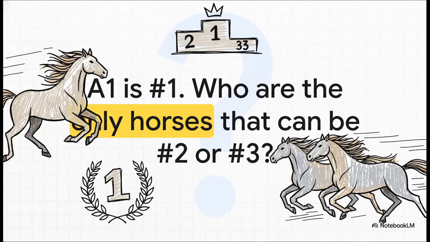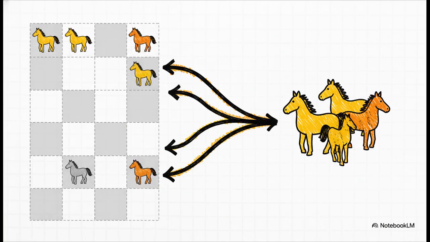The big question now is who could possibly be number 2 or number 3? Let's take a look at who's left on the board and think logically. Who are the real contenders for those last 2 spots? So let's break it down. Who's actually still in the game? From our fastest group, Group A, we have A2 and A3. The only horse they lost to was our champion, A1, so they're definitely still in the running.